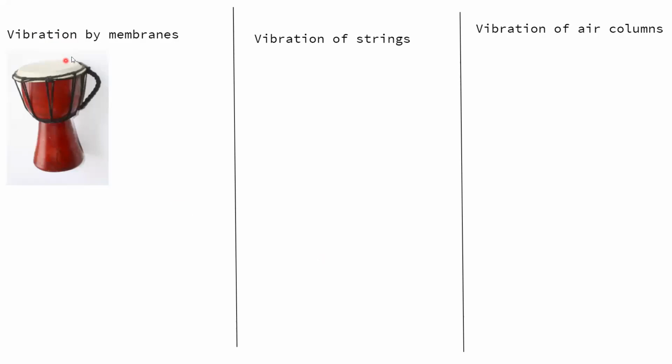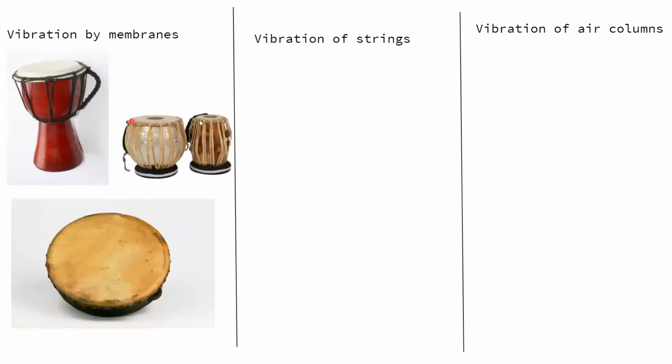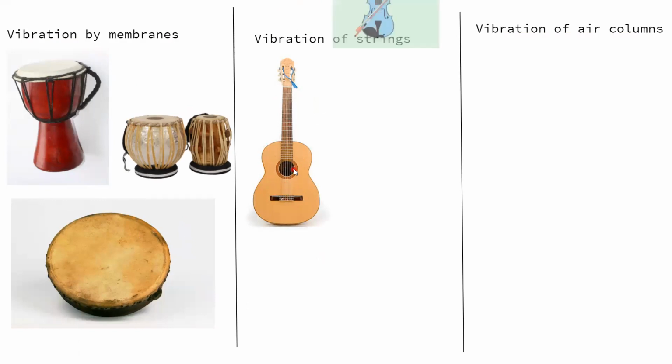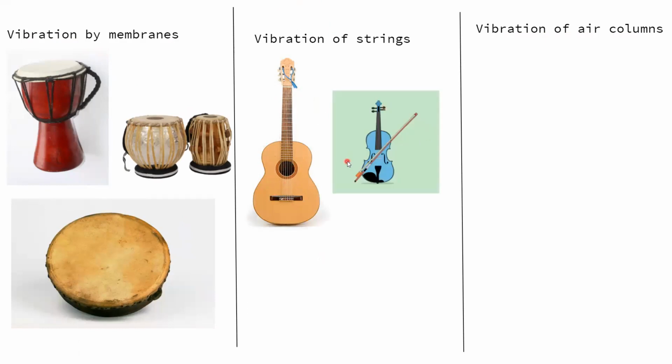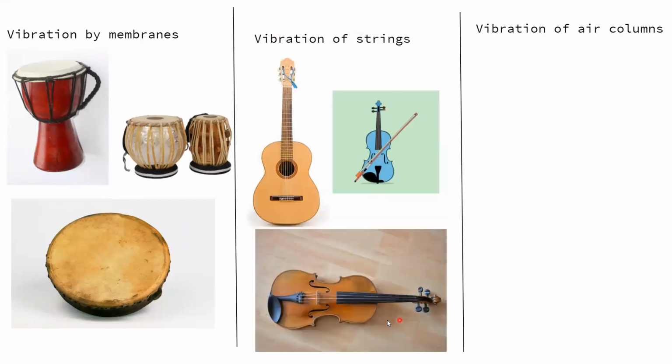Now we are going to look at the instruments. These all are types of drums. You can see the membranes. They produce sound by the vibration of membranes. This is a guitar. Here you can see strings. So the guitar produces sound by vibration of strings. This is a viola and this is a violin.